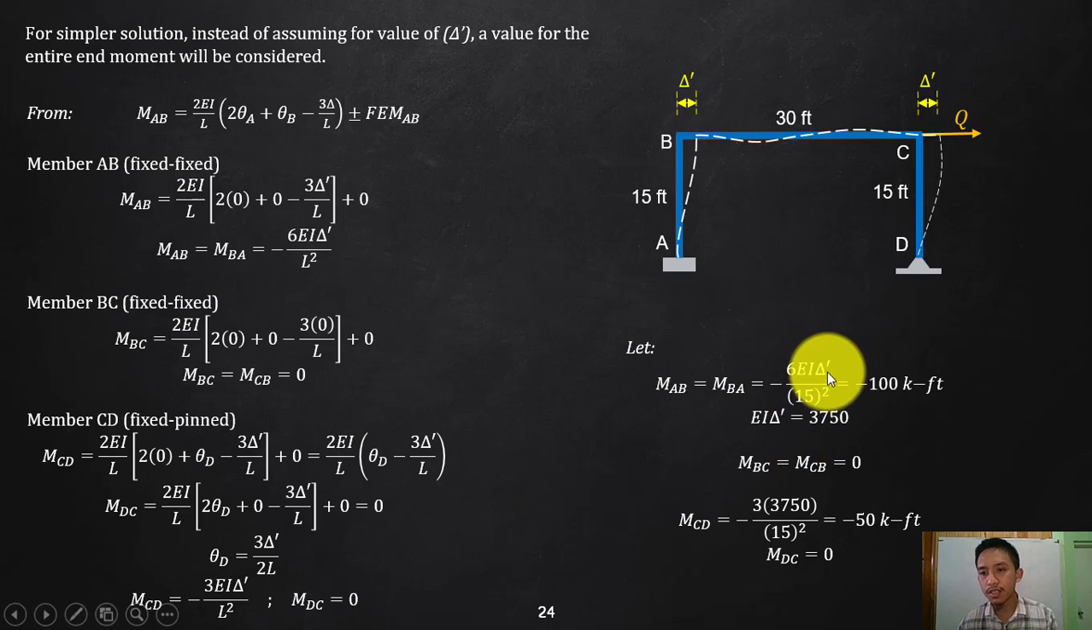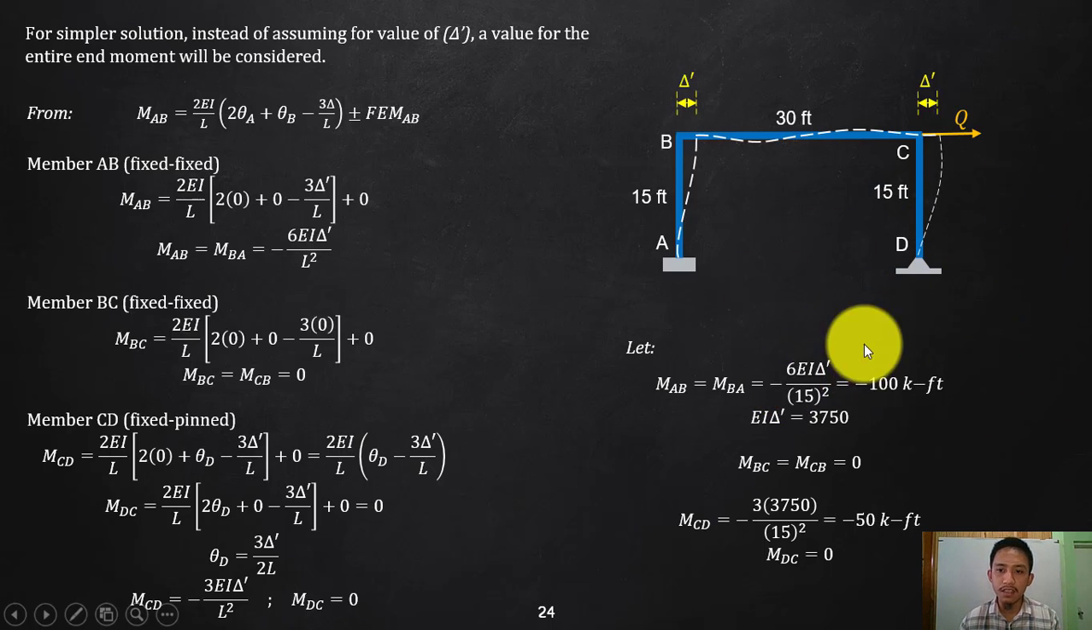But if you want, you can still assume for delta. But you need to consider that maybe the delta is just very, very small, so that if it is in feet, that should be inches only. If that is in meters and kilonewtons, that is millimeters only. But again, I suggest this one.